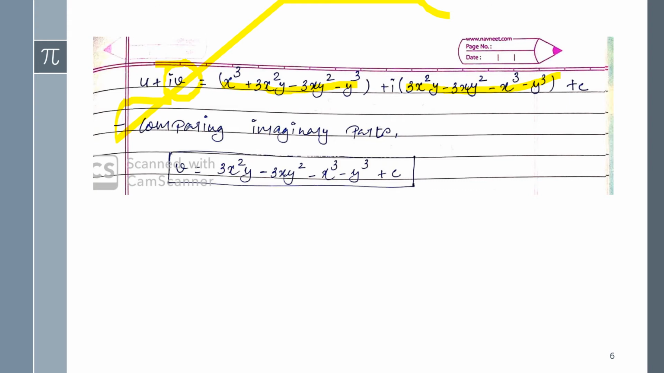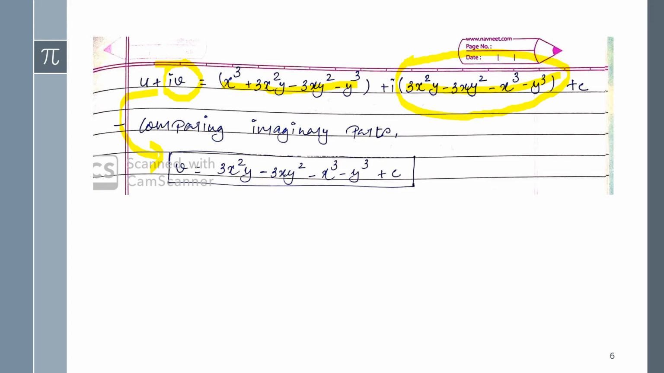I am so sorry guys, this one is... okay. So where you have to write its imaginary part, here, and its imaginary part will be this one, that is 3x squared y minus 3xy squared minus x cube minus y cube. So this one will be your final answer, and this comes in the 7 marks guys, and this one is very much important for the exam. Okay, so please do more and more practice of all these examples.